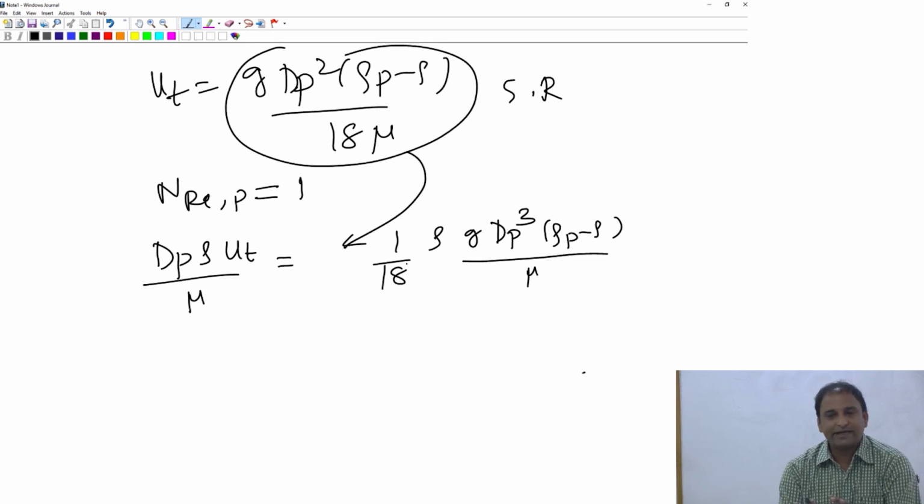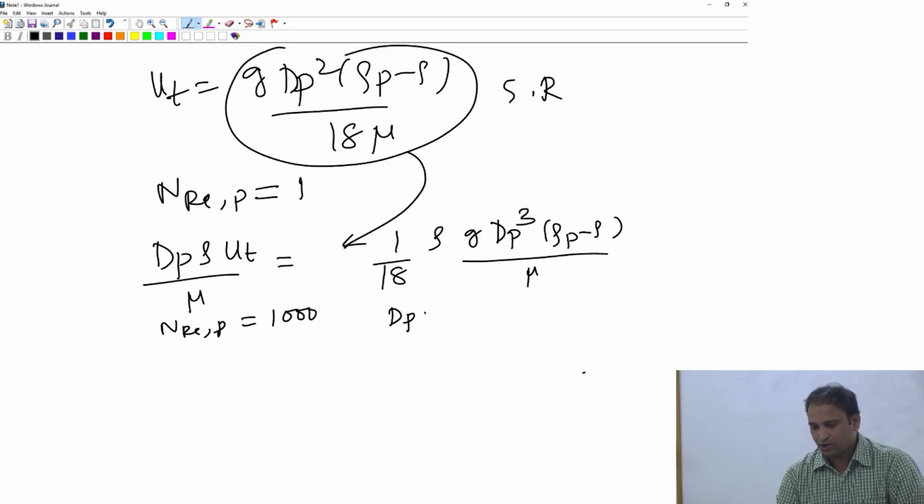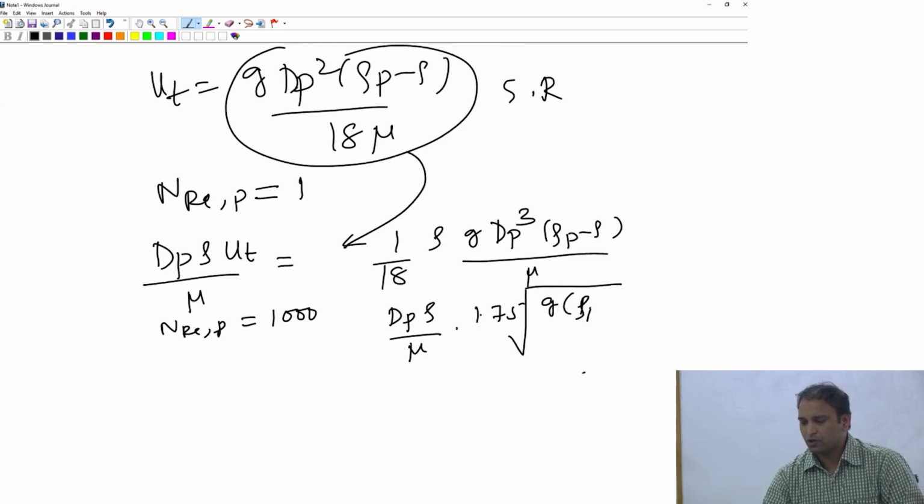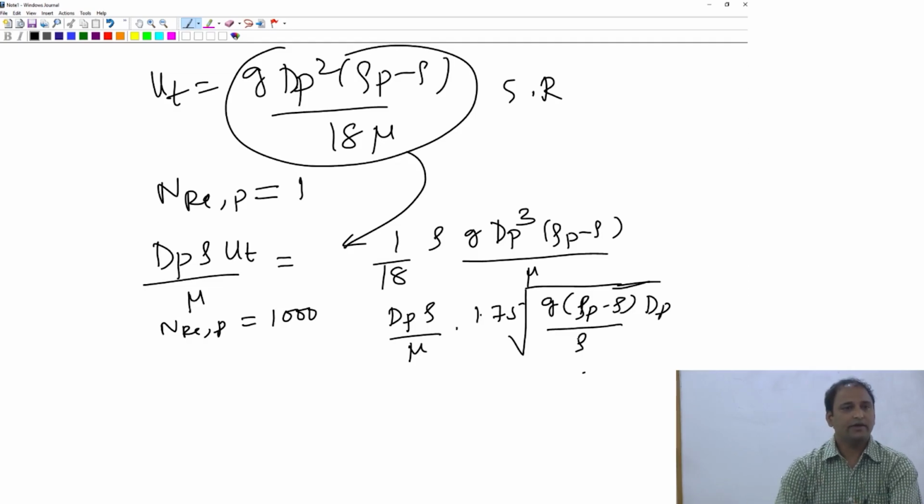Now let's look at the exact similar formulation. We know that your Reynolds number should be more than 1,000 for the Newton settling regime. So similarly, I can write the Reynolds number as dp into rho by mu into 1.75, square root of g into rho p minus rho into dp divided by rho, right? That's your expression for the Reynolds number.